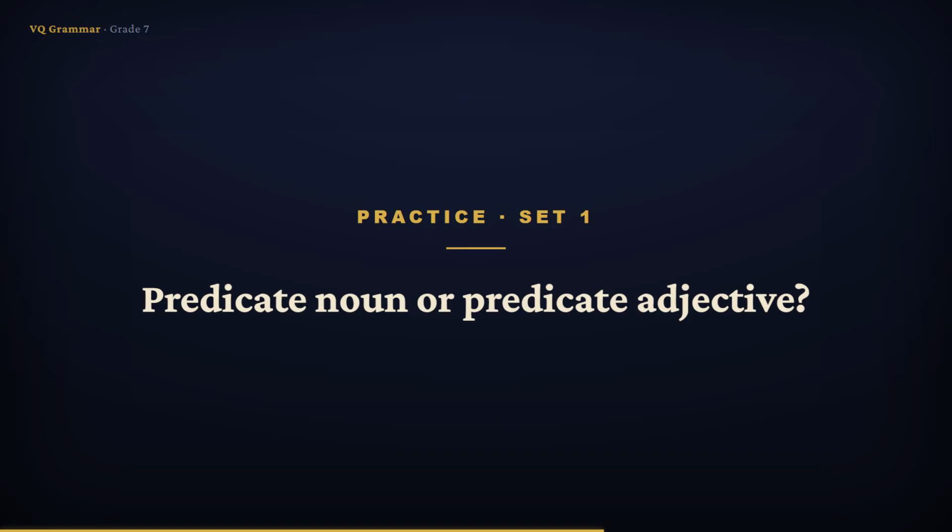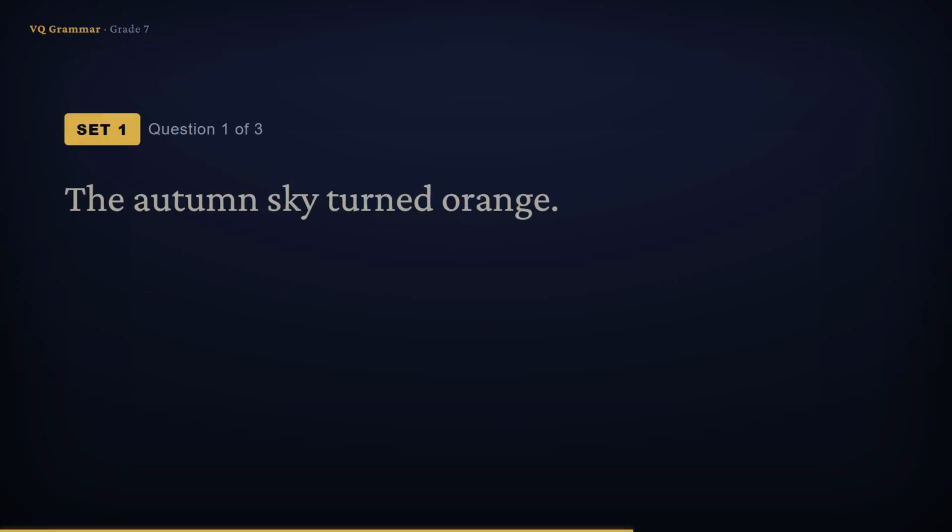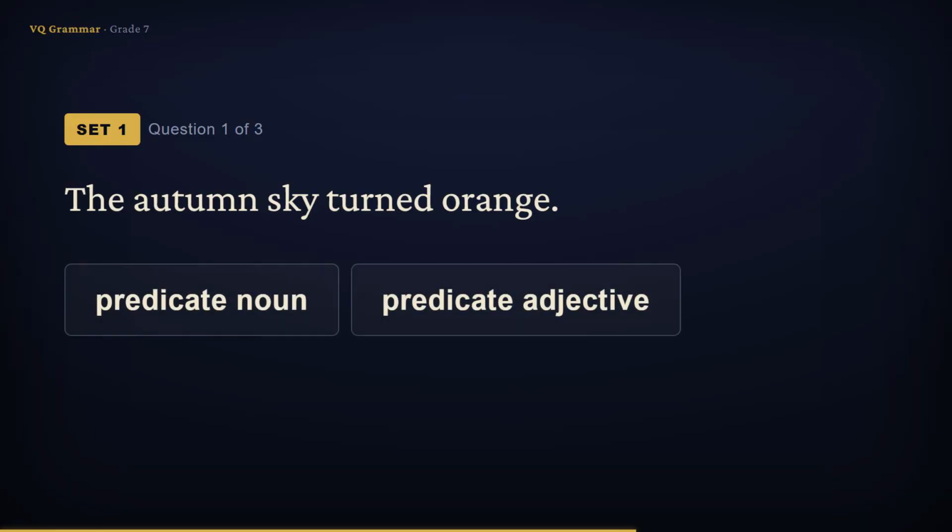Time to practice. In this first set, each sentence has a linking verb and a word right after it. Decide whether that word is a predicate noun, which renames the subject, or a predicate adjective, which describes the subject. Pause the video and choose before I reveal the answer. The autumn sky turned orange.